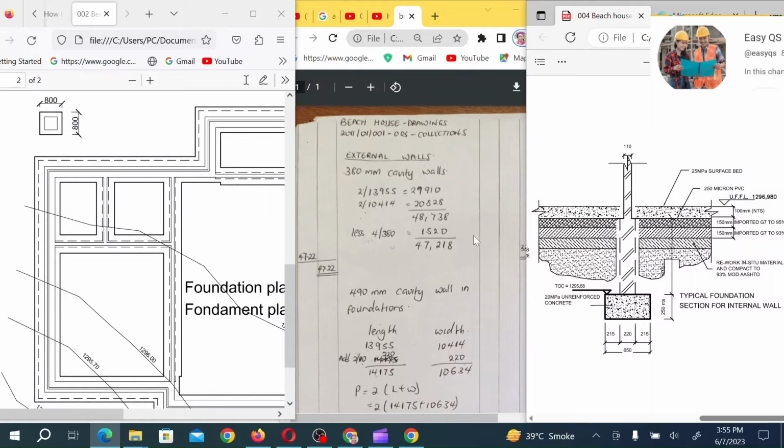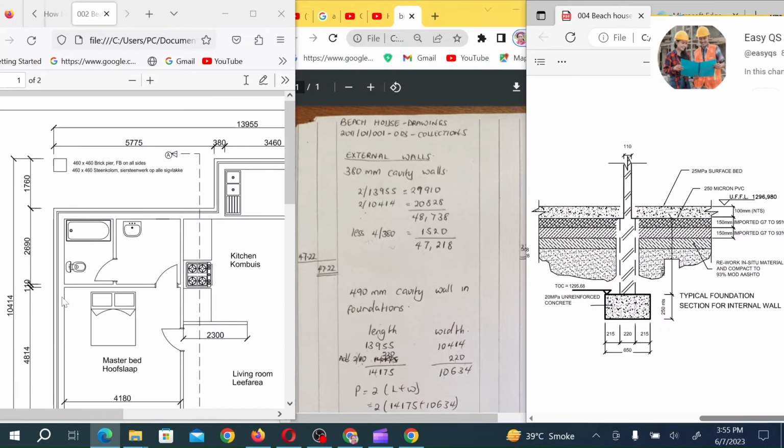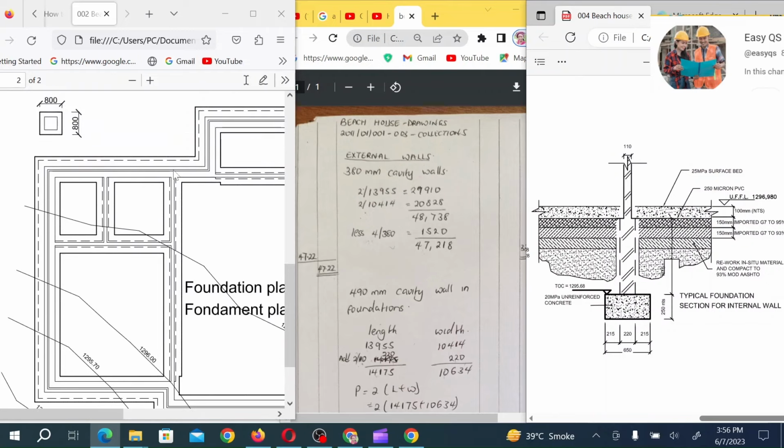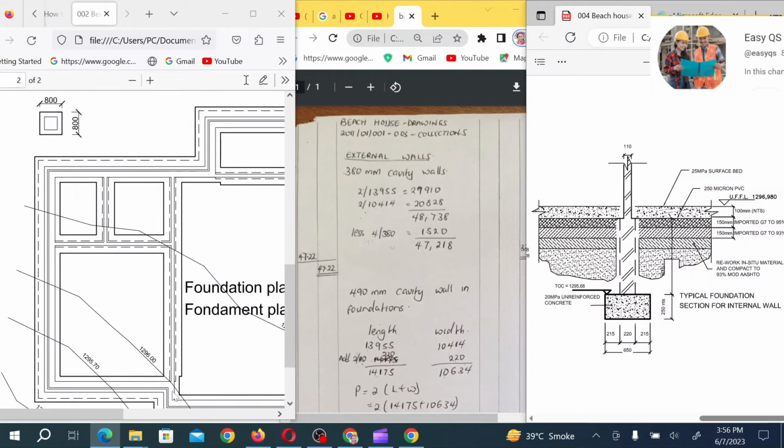Because they are cavity walls that we are dealing with, as you can see in the floor plan, the external walls are cavity walls on the outside. Then if you see the foundation plan, there are cavity walls all around. Then we have these broken lines. These broken lines, we can see them. Then we have the solid lines around them. Now, the first thing that we need to do is to understand the foundation plan, because this one is the one that will help us to take off the substructure works.